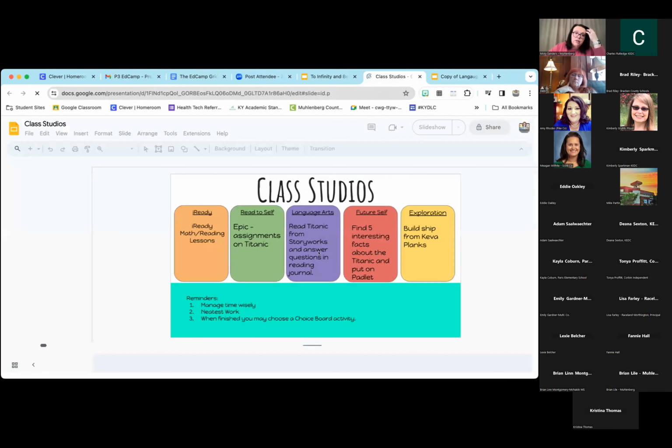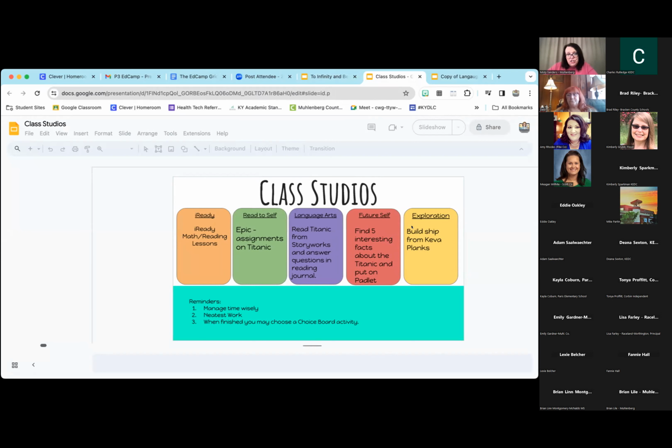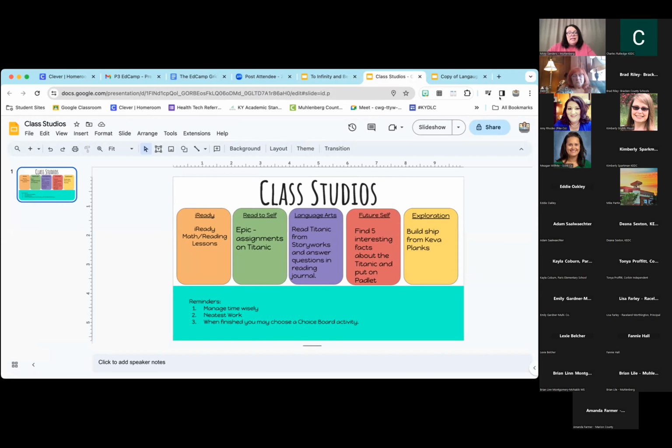Later in the year, they look like this. This is when I transfer into studios. I add an actual 5th station in called exploration. And I do that because I'm able to take myself out of the small group, and they work on these 5 things, and I'm still pulling small groups. But in the studio time, you don't really have a teacher-led group. I pull just who I need to pull.